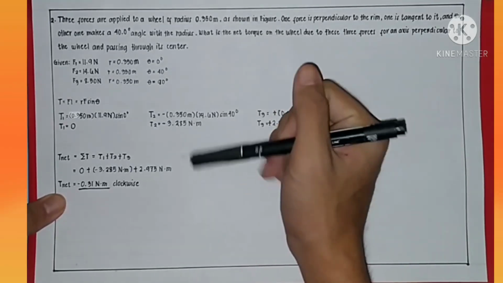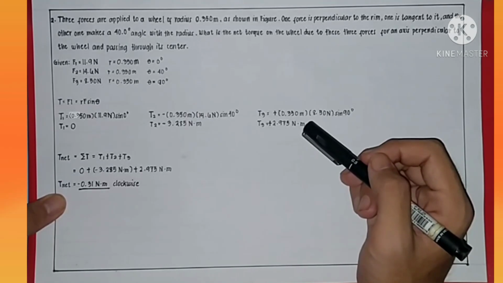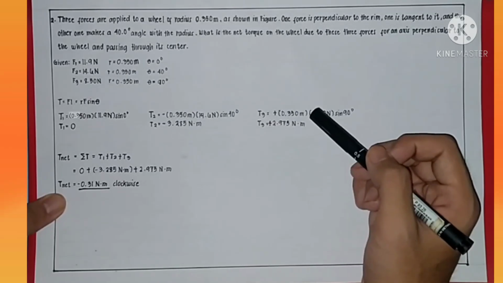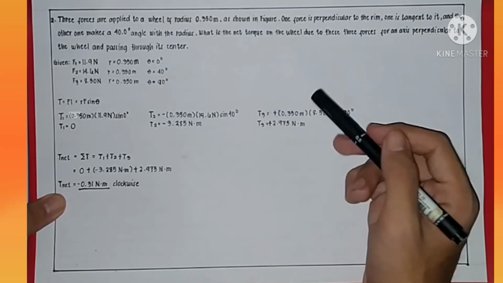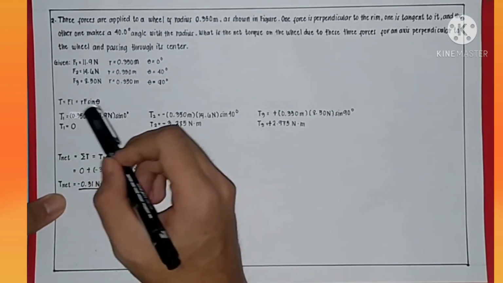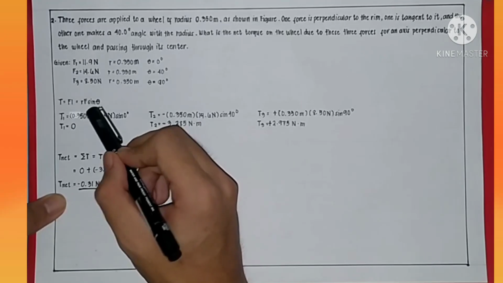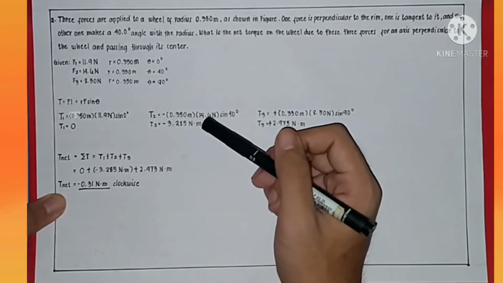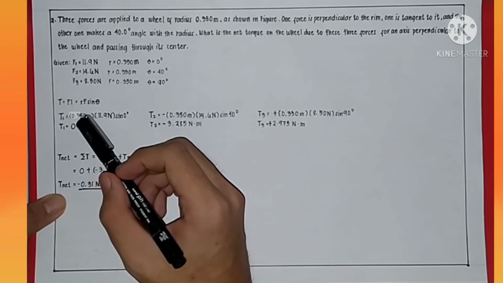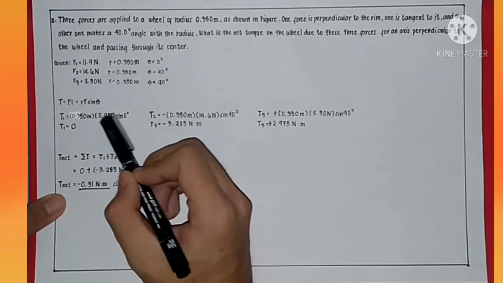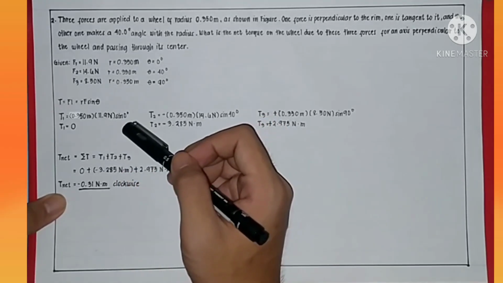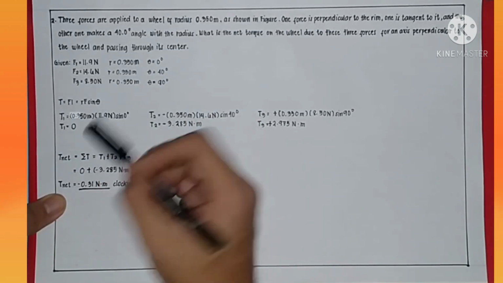So to get the net torque, the first thing I did was to get torque 1, torque 2, and torque 3. To get that, I used the formula: torque is equal to radius times force times sine theta. So for torque sub 1, it is equal to 0.350 meter times 11.9 Newton times sine 0 degrees, which gives torque 1 equal to 0.